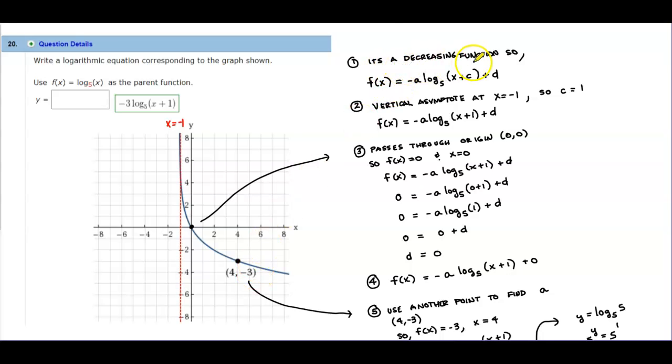So if it's a decreasing function, then we can start out with this form, f of x, which is equal to negative a, since it's a decreasing function, times the log of base 5 of x plus c, plus d.